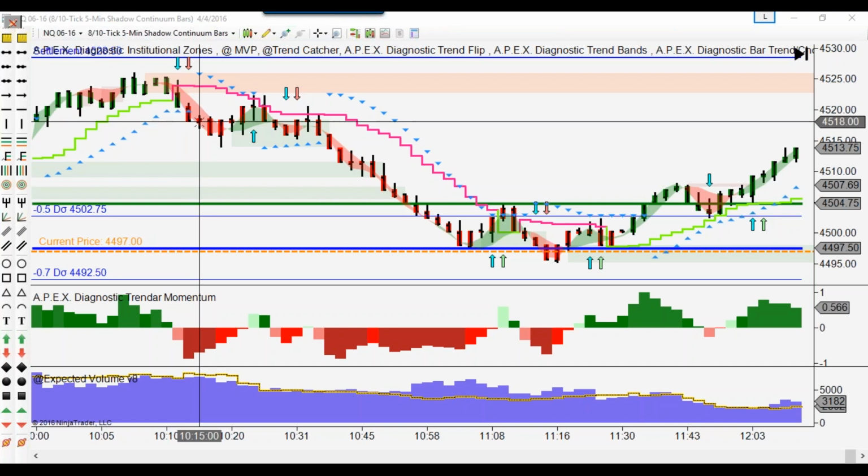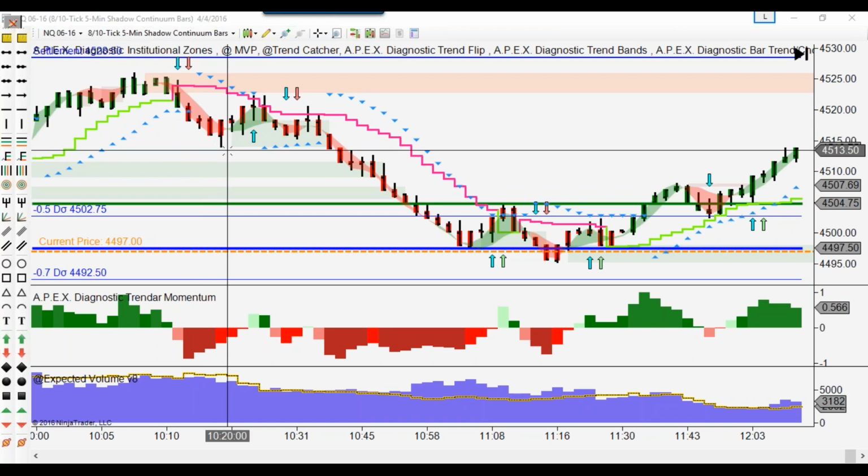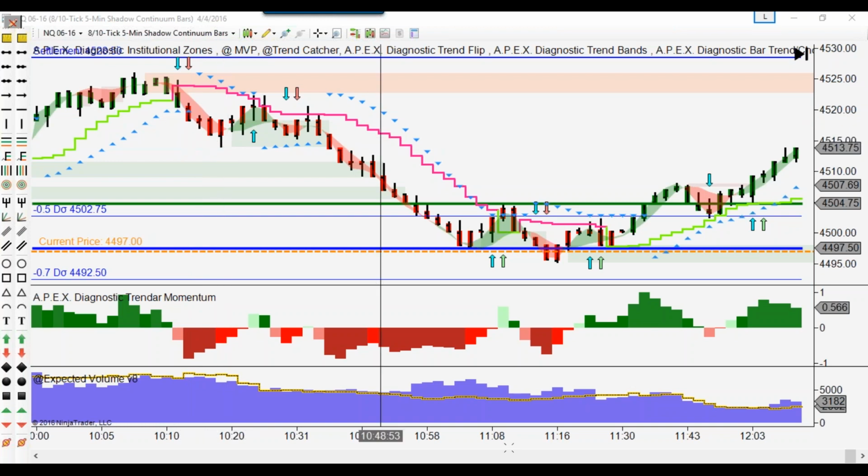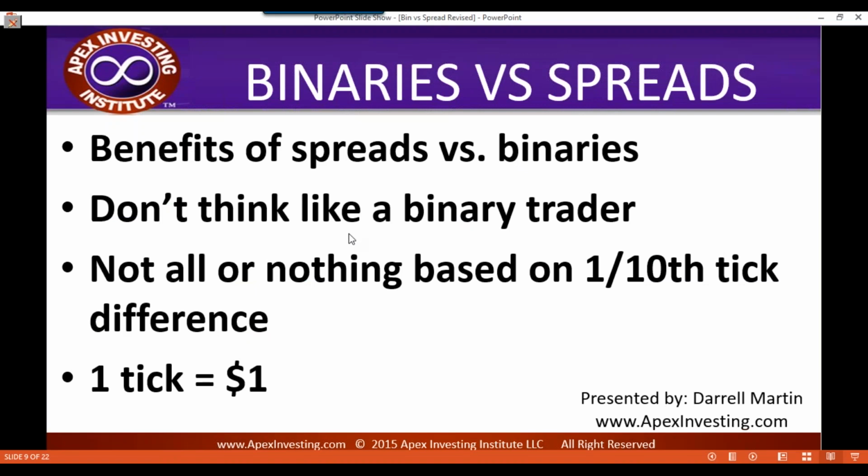Okay, so all right, guys, again, I hope that opened up your eyes to a few things to think about. Again, with binaries, it's not all or nothing. It's not based on 1/10 of a tick. It's $1 a tick.